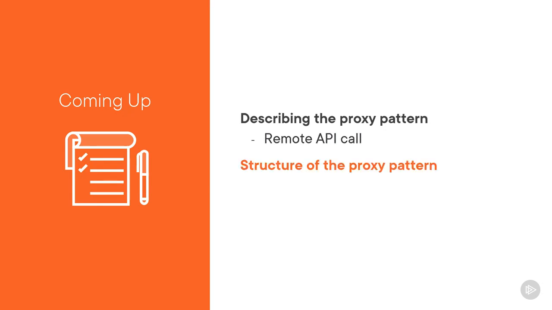We'll start by describing the pattern using a real-life example. As an example, we will use a remote API call for starters. After that, we will map that to a structural example. Then we will look into variations of the proxy pattern, because there are a few. We'll also choose an example to implement in a demo.